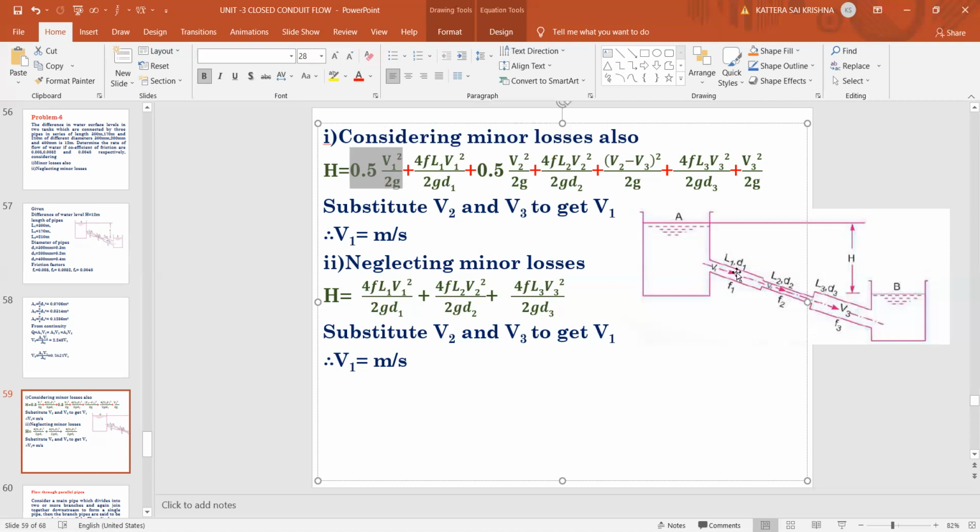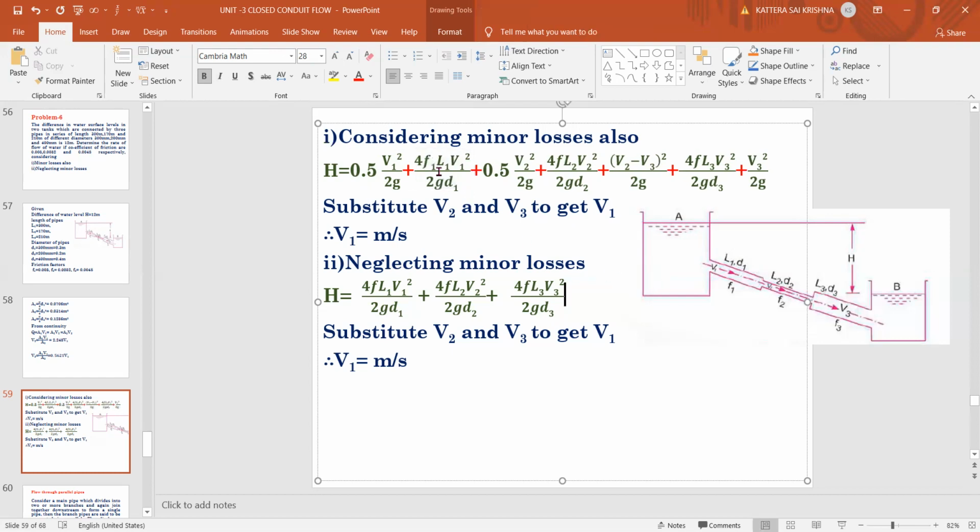Next, what will we take? We'll take the loss because of the friction in the first pipe. The first pipe's friction formula, you know already, that is 4FL V square by 2GD. Since it is the first pipe, all the terms should be kept as 1. Since here we have different friction factors, we need to write F1: 4F1 L1 V1 square by 2G D1. Because in the given data, he has given 3 friction factors, F1, F2, and F3. Suppose he tells a common F value, you can write F everywhere like this. So this is the friction loss of head in the first pipe.